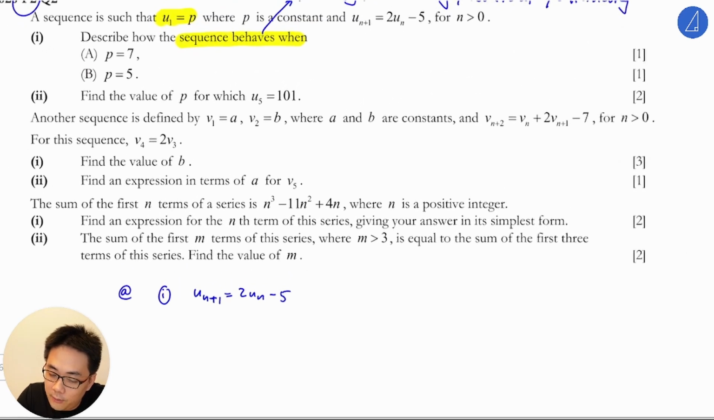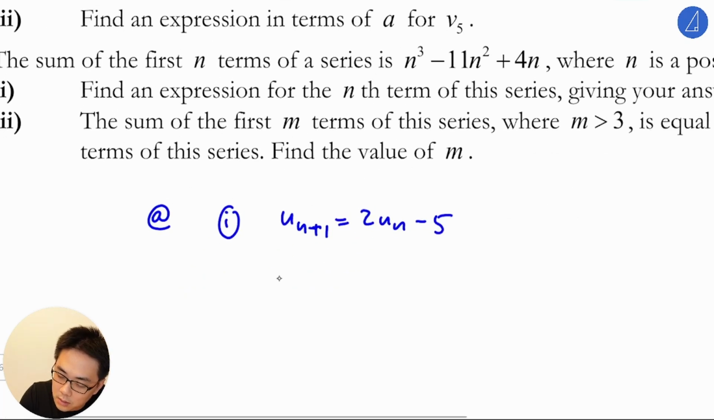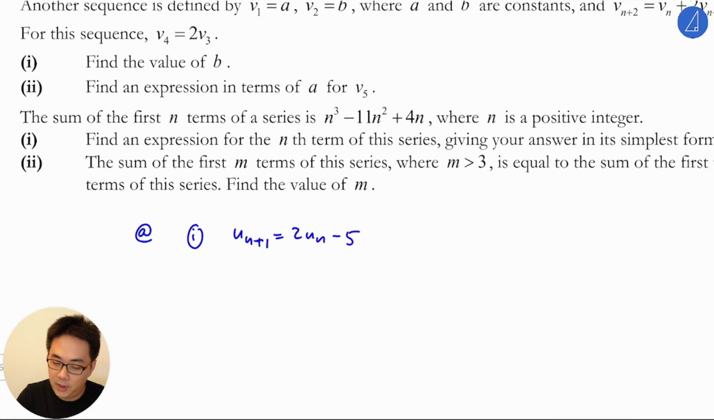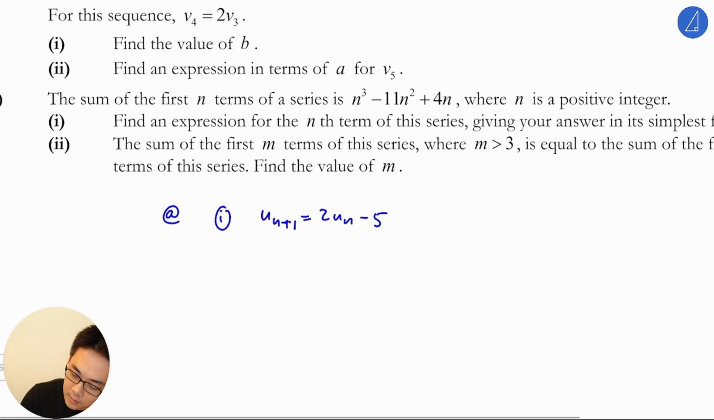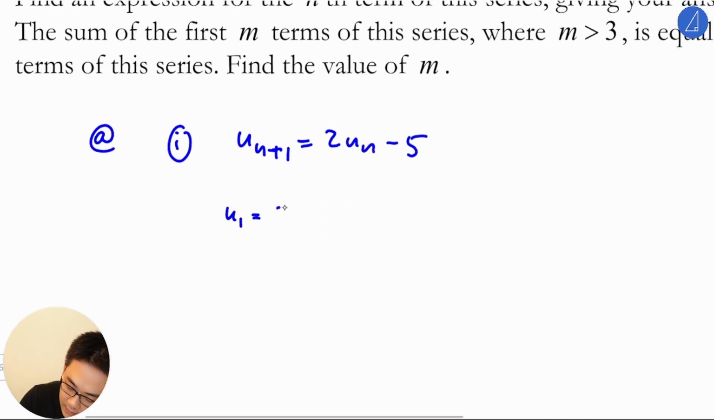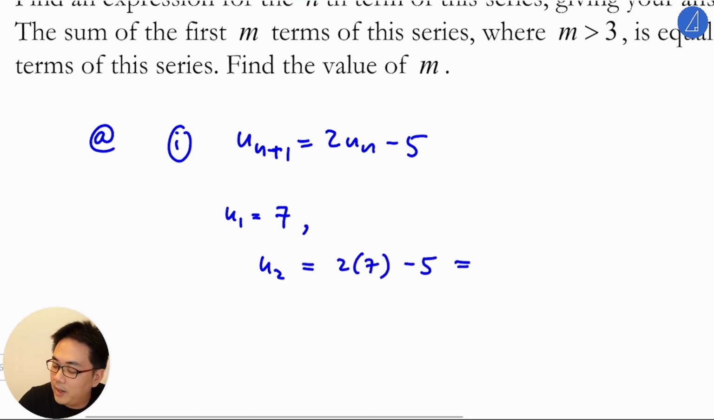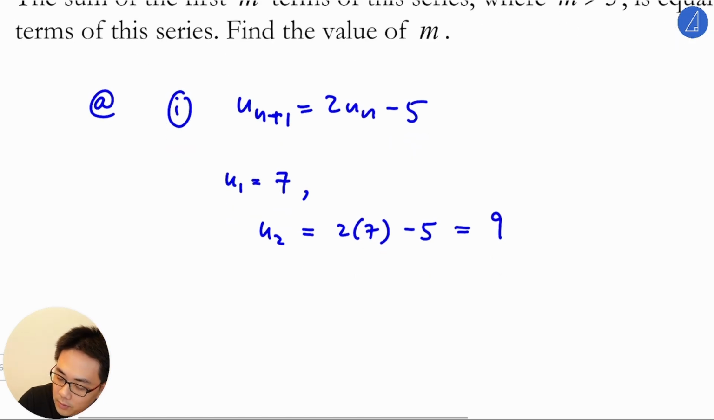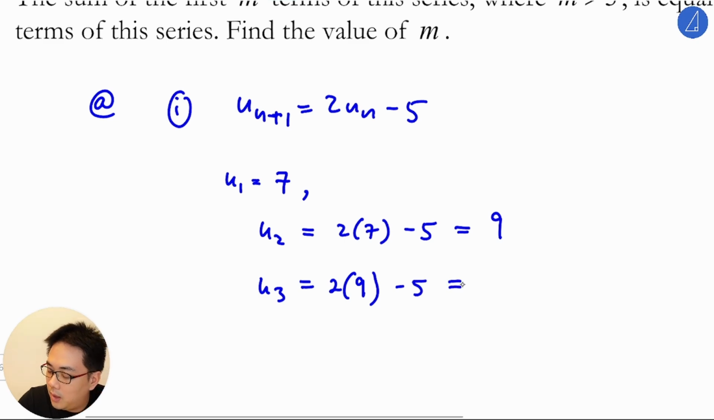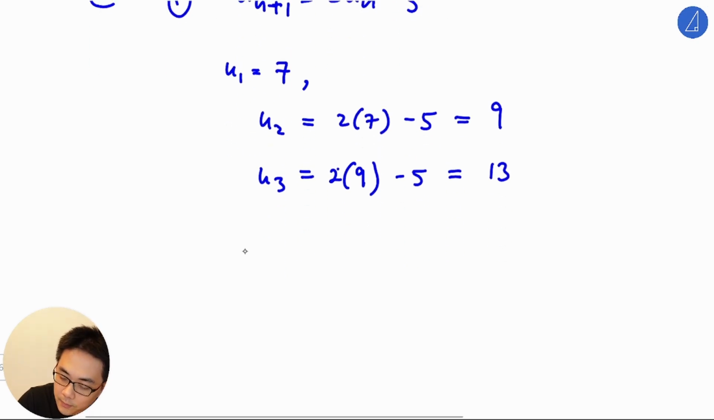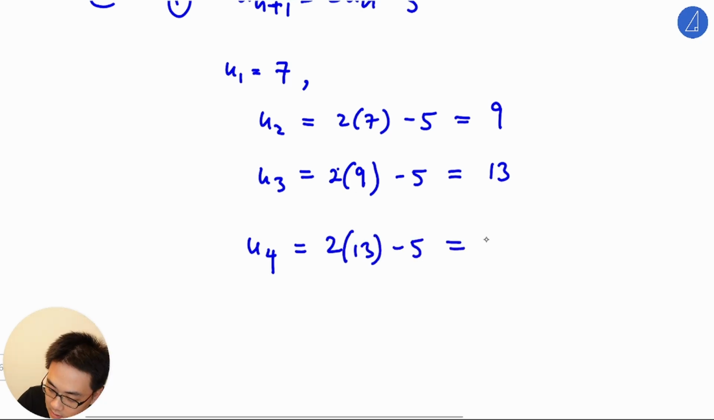So if U1 is P, which is 7, you just see U2. U2 will be twice of 7 minus 5. 14 minus 5 will be what? 9, right? Then U3 will be twice the current term, then minus 5. 18 minus 5 will be 13, right? Then U4 is just twice U3 minus 5 again. That will be 21, and so on.